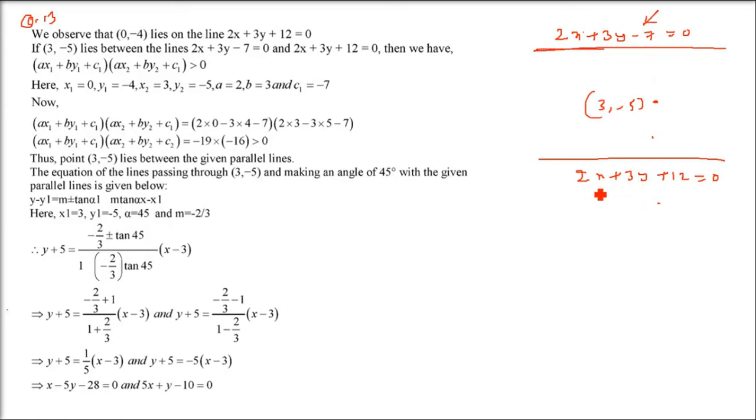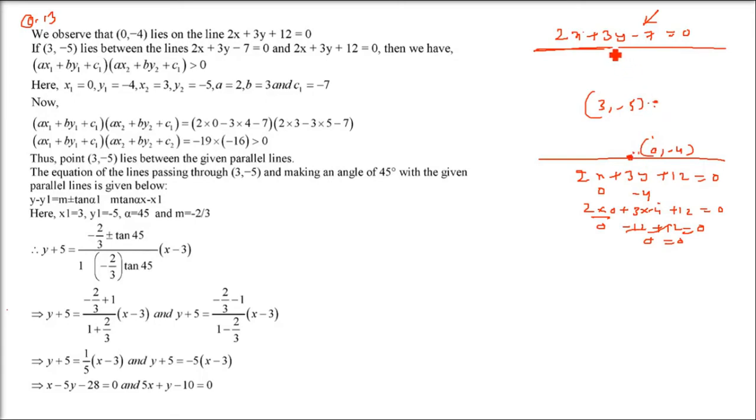So in 2x + 3y + 12, if I put 0 in place of x and -4 in place of y, I'm just taking a hit and try. What do you get? It solves. So (0, -4) lies on this line. Now you see (3, -5) and (0, -4) are on one side of 2x + 3y - 7.